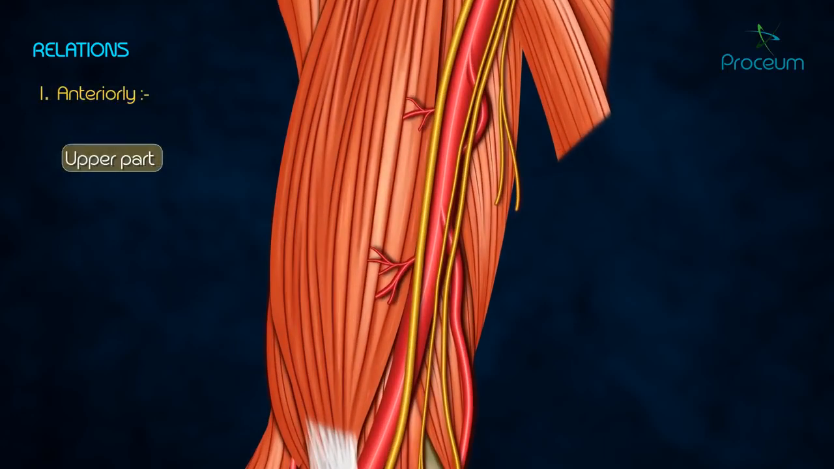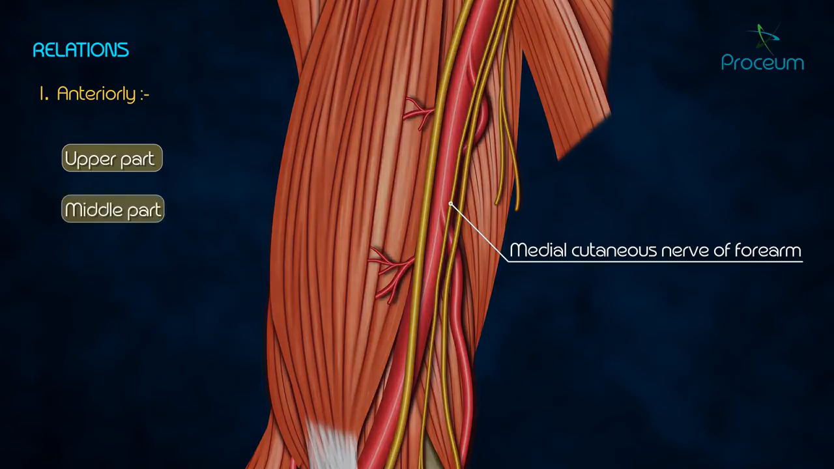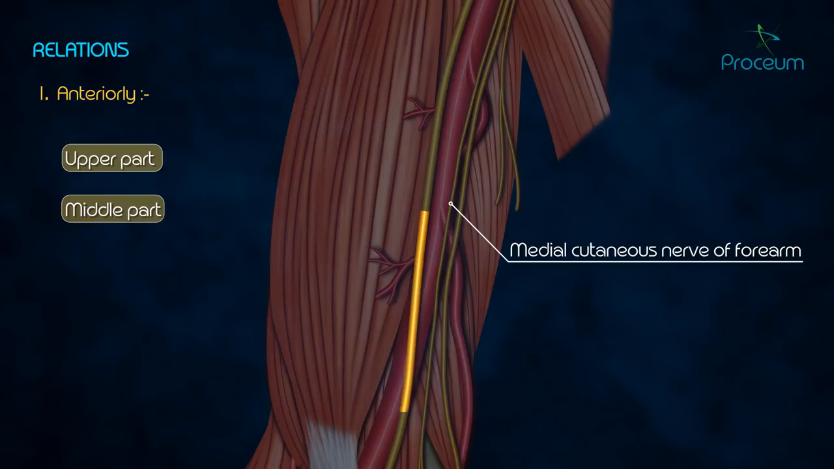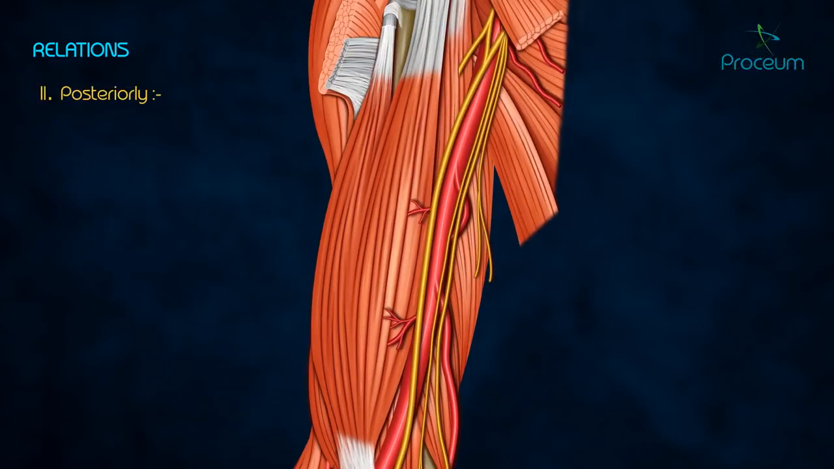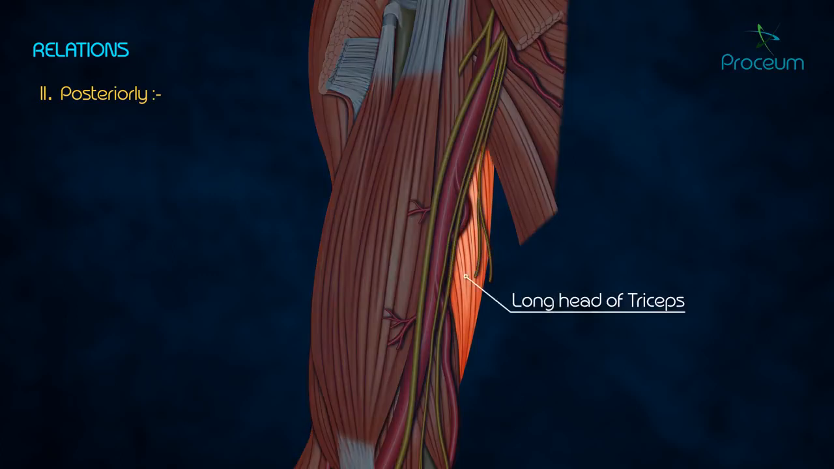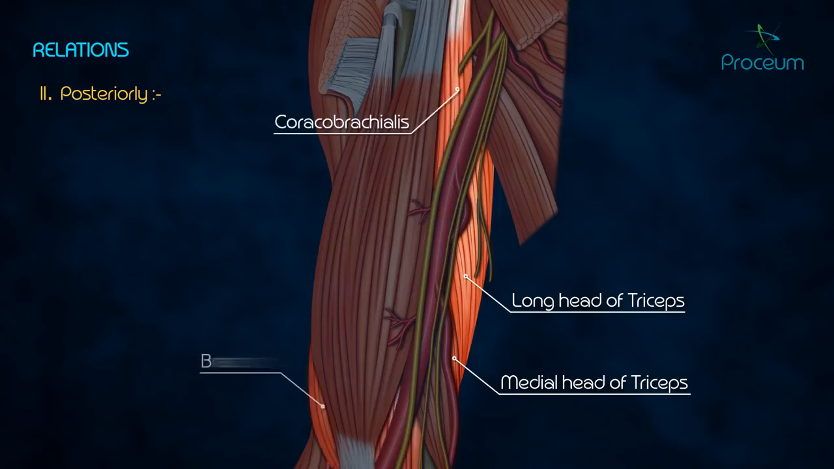Anteriorly, in the upper part, it is related to the medial cutaneous nerve of the forearm. In the middle part, it is crossed from the lateral to medial side by the median nerve, and in the lower part, it is crossed by the bicipital aponeurosis. Posteriorly, from above downwards, it is related to the long head of triceps, medial head of triceps, coracobrachialis, and brachialis muscles.